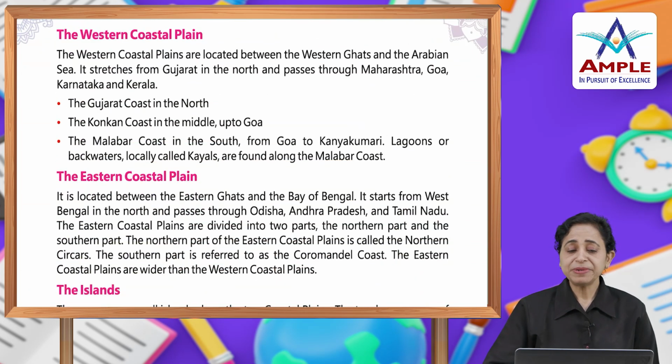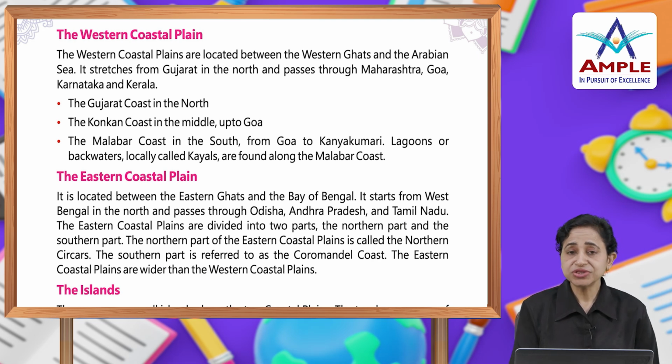The western coastal plains are located between the Western Ghats and the Arabian Sea. ये इन दोनों के बीच में situated है बेटा. It stretches from Gujarat in the north and passes through Maharashtra, Goa, Karnataka and Kerala.